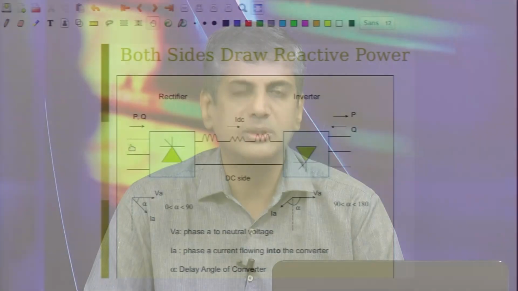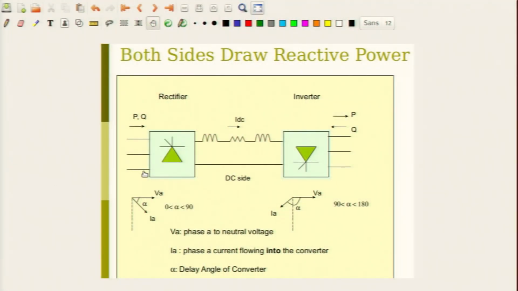So, that is an important thing. You neglect the harmonics here, and this is what it is. What it really shows is that at the rectifier side the P is absorbed from the AC source and so is Q. Q is absorbed because the current is lagging the voltage, so it is actually absorbing reactive power.